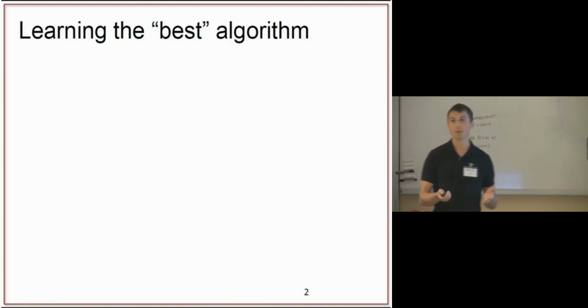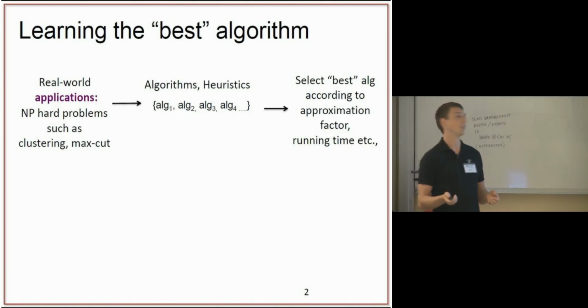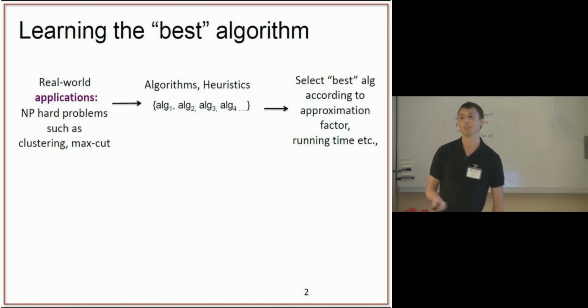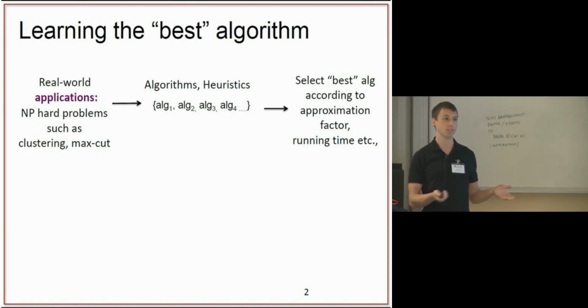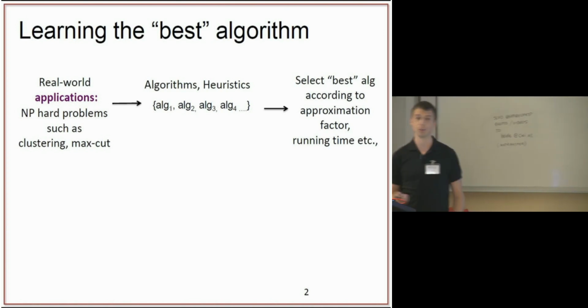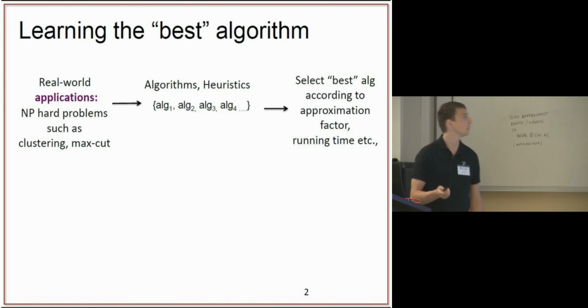Okay, so imagine we have some NP-hard problem like clustering, and we have a very specific application in mind. Say we want to do protein sequencing by function. There are tons of heuristics for clustering. There's k-means plus, there's single linkage, and all of these algorithms are really different from one another. So how do we find the best algorithm for our specific application?